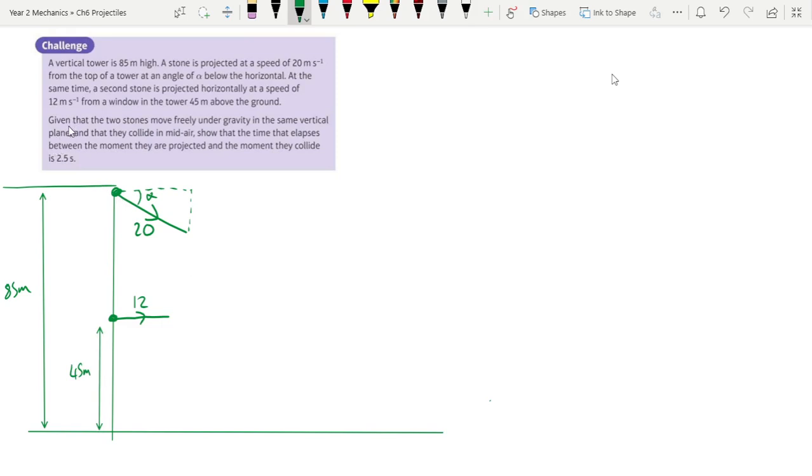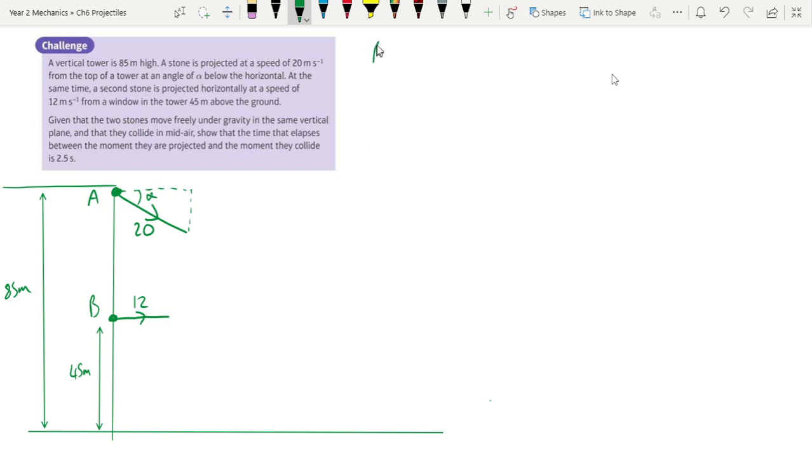Given that the two stones move freely under gravity in the same vertical plane, so that just means they don't sort of cross over one another, they just follow in exactly the same sort of slice of the diagram, and that they collide in midair, show that the time that elapses between when they are projected and the moment they collide is 2.5 seconds. So my general approach here is I'm going to try and make an equation modelling the displacement of this one and an equation modelling the displacement of this one and set them equal to each other to find where they intersect. I'm going to call this particle A and this particle B.